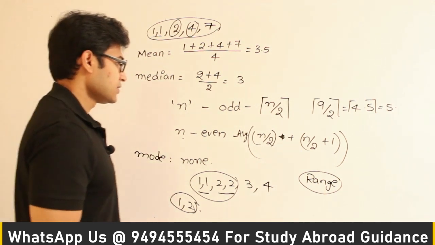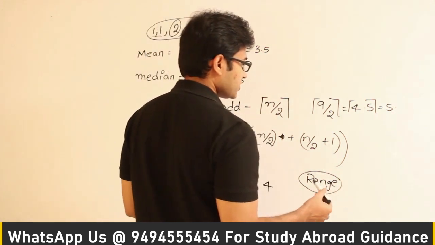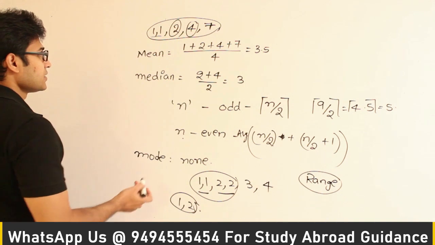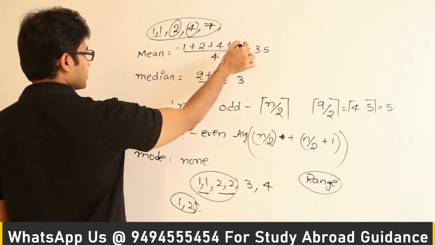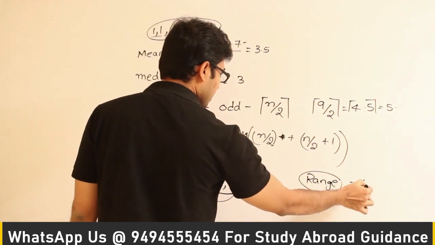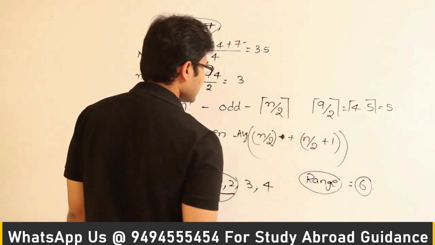So what is range is, you take the smallest number and you take the largest number and you subtract, you find out the difference, that is the range. So in this case, the smallest number is 1, largest number is 7, and if you find out the difference it is 6. Therefore range is 6 in case they ask.